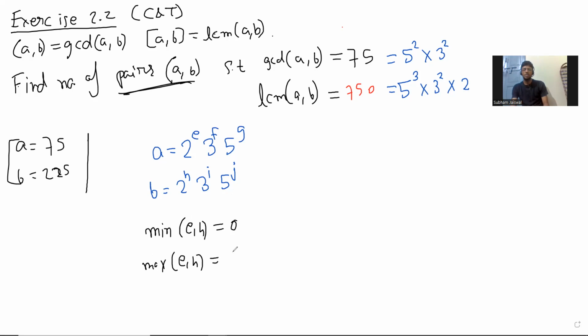1. And so how many possibilities for E comma H? What are the possibilities for E comma H? Well, it could be 0, 1. It could be 1, 0. Anything else? There is no other possibility.